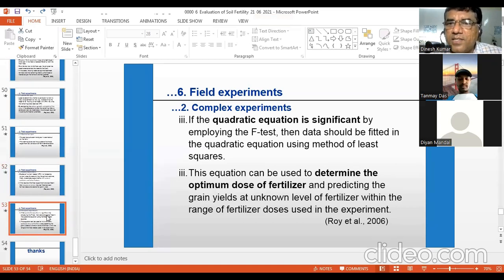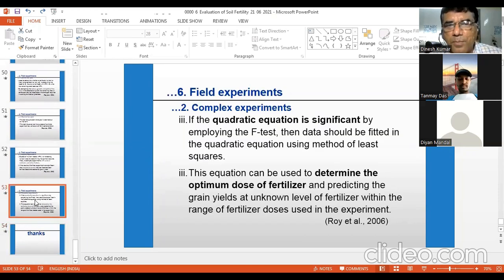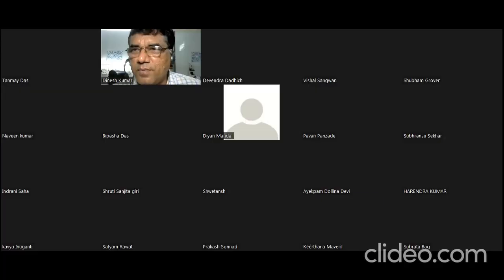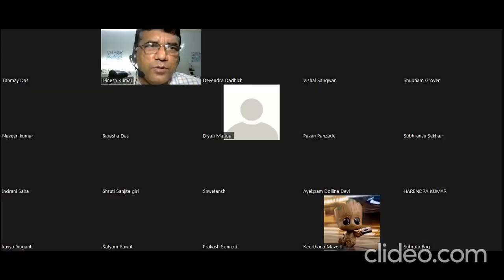Because you will have different levels of fertilizer and the yield response at each level, you can plot it, make the regression equation and fit the quadratic equation. If the quadratic equation is significant by the F test, go for the method of least squares to fit the equation. Once the equation is fitted, you can work out the optimum dose of the fertilizer. So this completes this part, that is, soil fertility evaluation. Your questions are welcome.